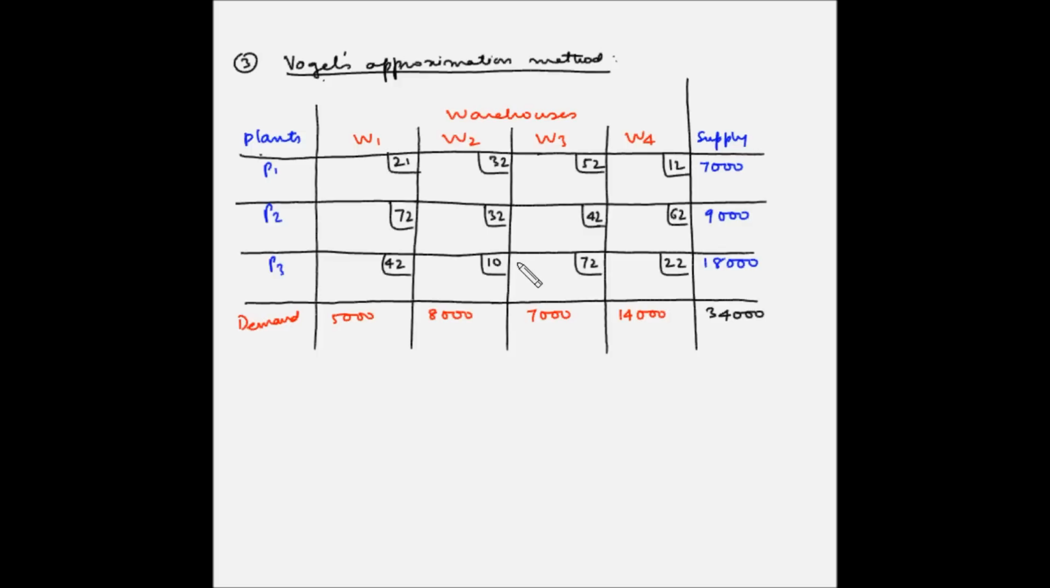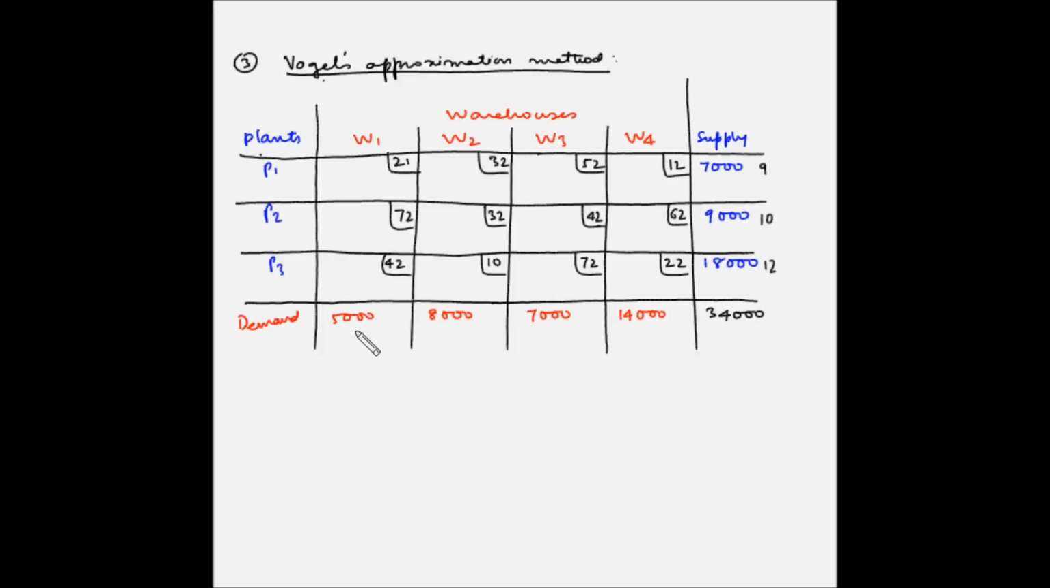Now in Vogel's approximation method, the first step is to calculate the difference between the two minimum elements for each row and each column. So let's start with the first row. The lowest cost is 12 and the next lowest is 21. So 21 minus 12, which is 9. For the second row, the lowest is 32 and the next lowest is 42. So 42 minus 32, which is 10. And for the third row, the lowest is 10 and the next lowest is 22. So 22 minus 10, which is 12.